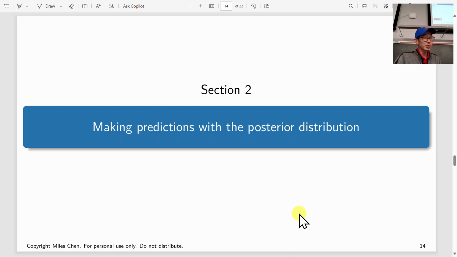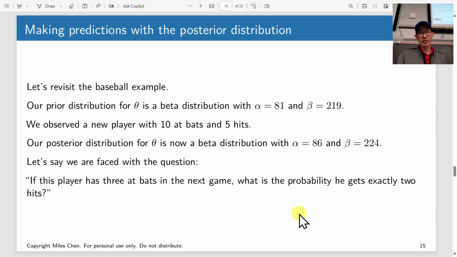All right, so how do we go about making predictions? Let's say we've gone through this process and we have the posterior distribution. How do we use that to make predictions? So we'll revisit our baseball example. We said prior to looking at our data, the prior distribution for theta is a beta distribution with shape parameters 81 and 219.